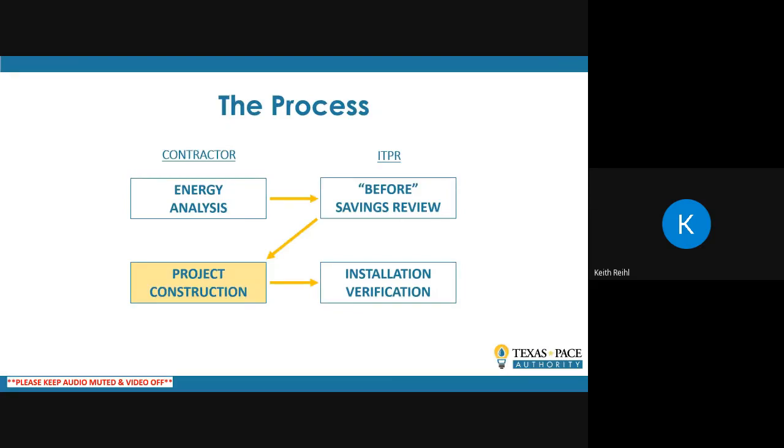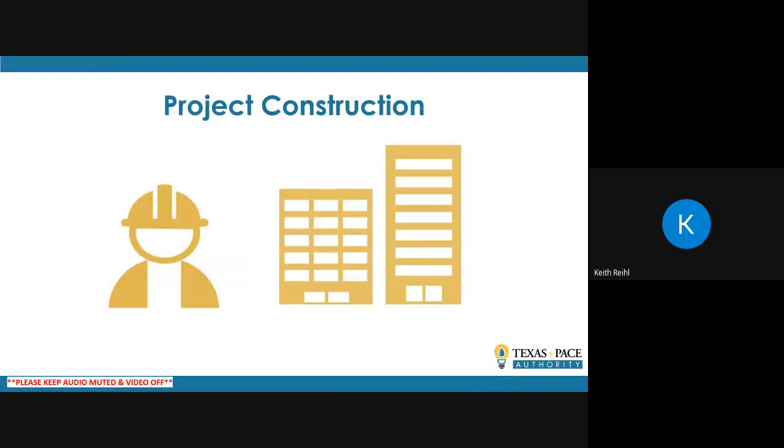Then after your review and you submit all the forms, it goes through TPA. They would usually close on it. Project construction occurs. Sometimes the project construction happens while the review is going on, because maybe the owner had already started something. But in most cases, the project construction is after you close and you have the money. And so the project gets executed. Next.